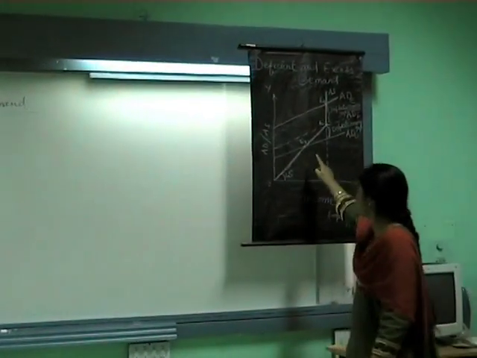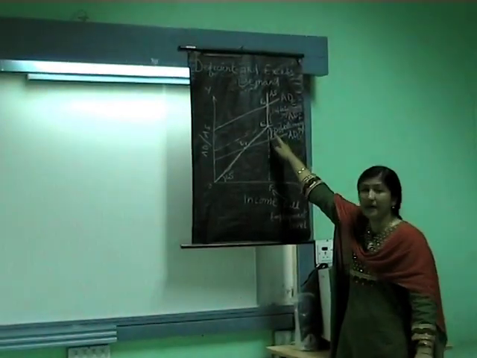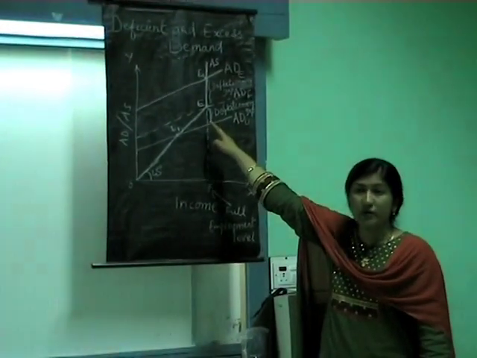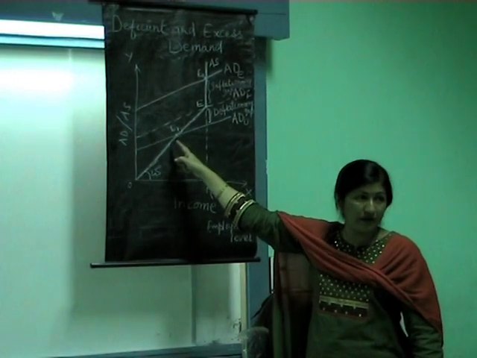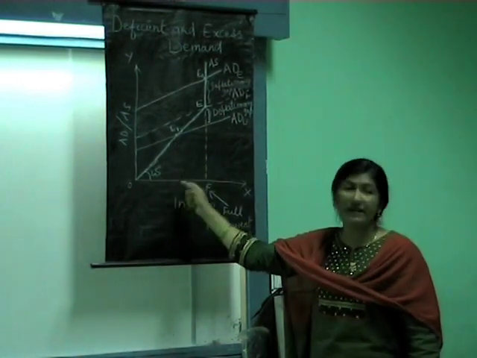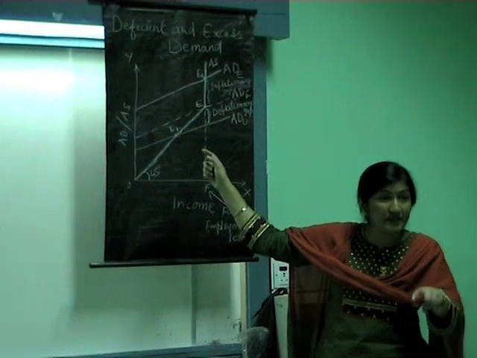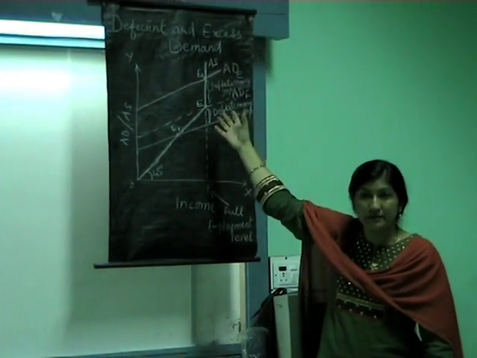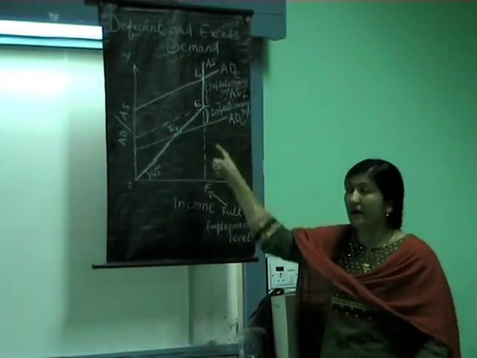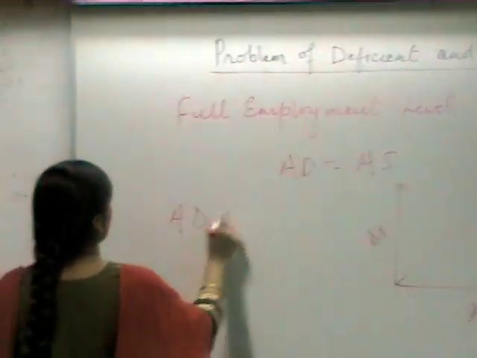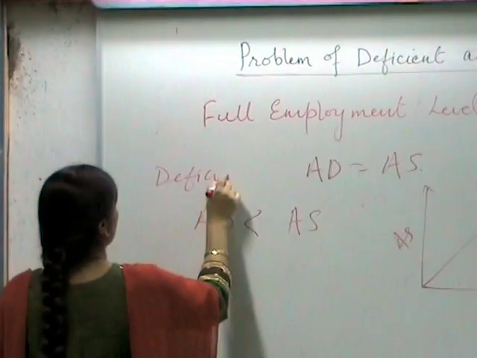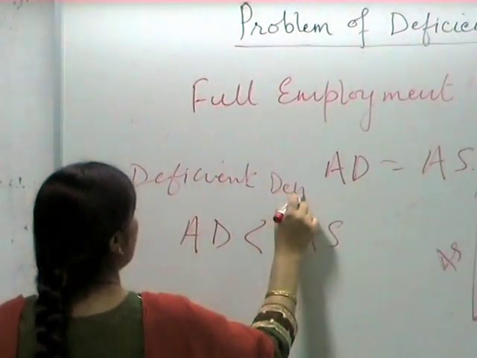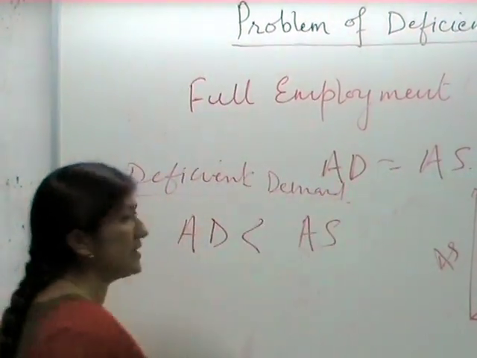Means your actual meeting should be at E. But due to certain reasons in the economy, your AD and AS meet at point E1, which is a level less than full employment level. Now there is a capacity that you can increase your employment. Okay? But aggregate demand is low. AD is less than AS. This is the situation of deficient demand. AD is less than AS.